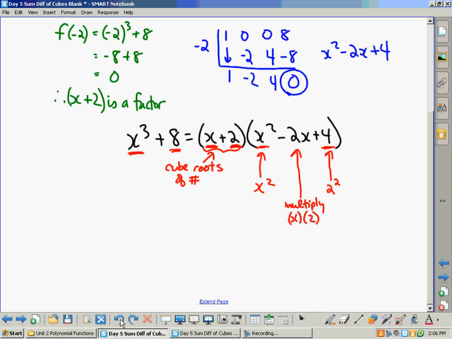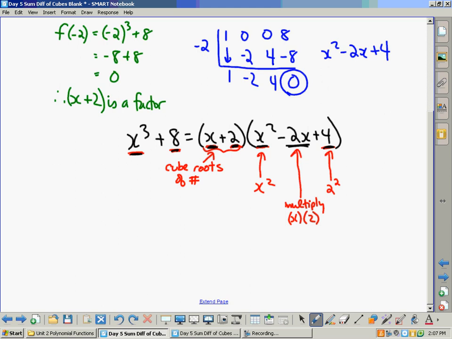Okay? So this is where all the numbers come from then. You got x cubed, take the cube root, you get x. Cube root of 8 is 2. Now you start with x. Square both of these. Square x, you get x squared. Square 2, you get 2 squared. That's 4. And the middle number is taking these two numbers and multiplying together.